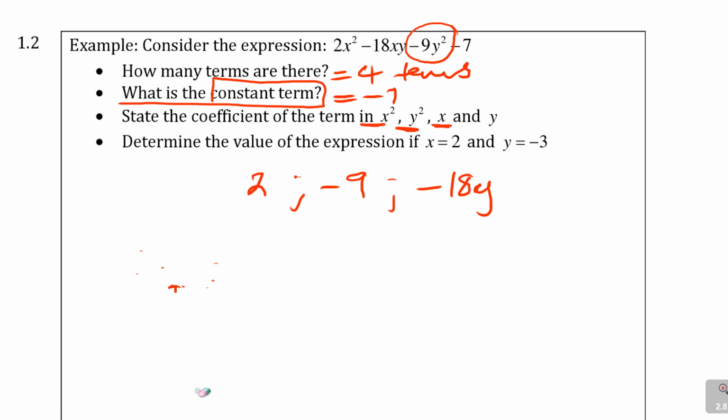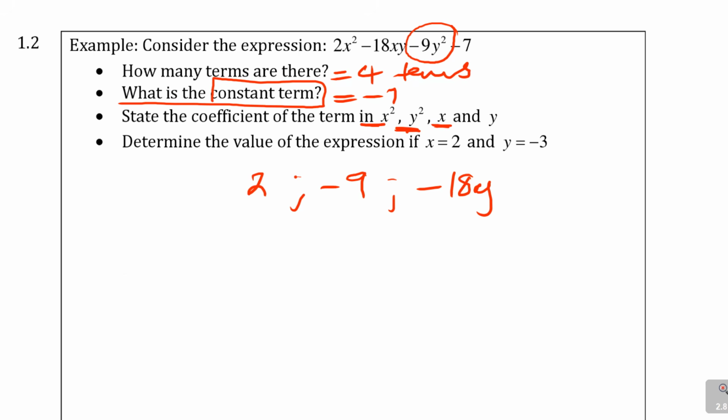It's the same way if I had wanted to do the same thing with, for example, negative 9y squared. The first one, when I said negative 9y squared and they said state the coefficient of y squared, I can just remove y squared. Look what I'm remaining with: minus 9, you see.